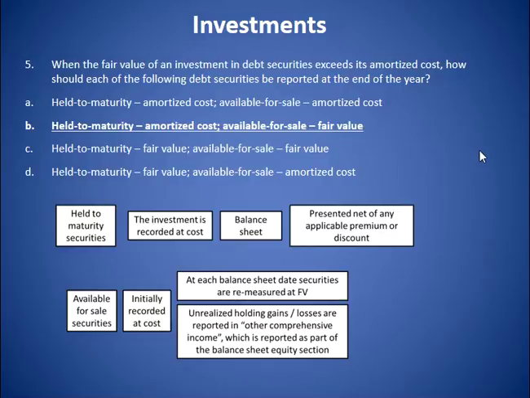So we just simply follow the rules. In the case of the held to maturity securities, the investment initially is recorded at cost, and on the balance sheet date, it is going to be presented net of any applicable premium or discount. So we don't remeasure that held to maturity security. It's reported at its amortized cost. Available for sale securities will be remeasured. Again, it's initially recorded at cost, but at each balance sheet date, securities are remeasured at fair value, and that's exactly what we're saying in B. Available for sale would be measured at fair value. So that's the answer to number 5.